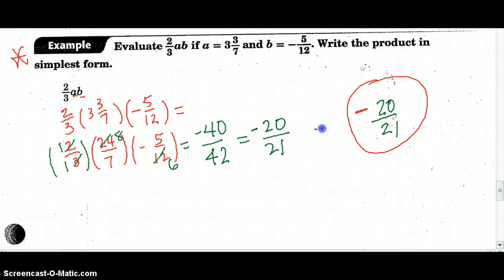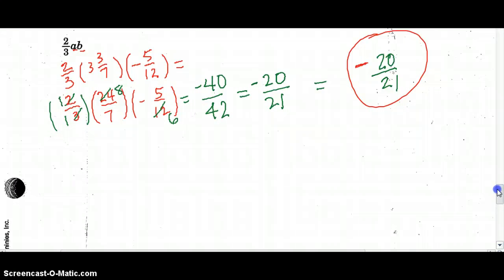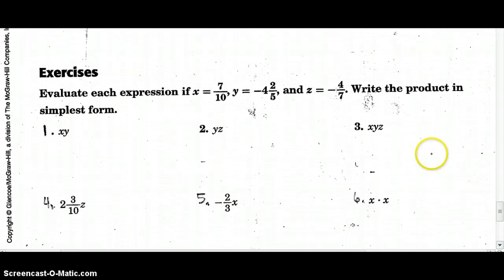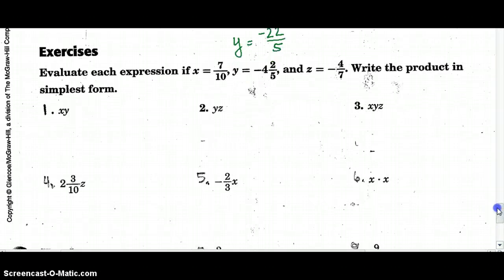So we're still practicing multiplying fractions, and we just have to take care of our variables. So for your exercises, it tells us that x is 7/10, y is -4 2/5. So let me help you out there. That's the same thing as saying y is -22/5. 5 times 4 is 20, plus 2 is 22, and I kept my sign negative. And z is -4/7.